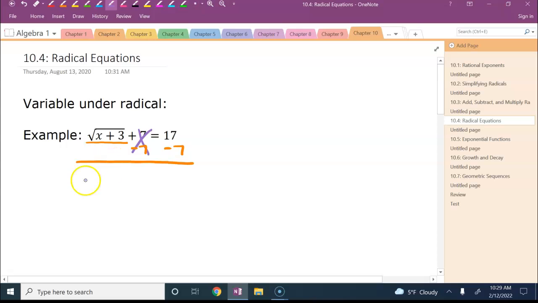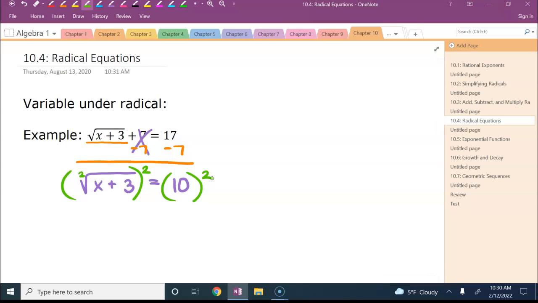So I'm going to bring down my square root of x plus 3, and then 17 minus 7 is going to be a 10. Now that I have my radical on one side of the equation and my number on the other side, I need to get rid of the radical altogether. Because this is just a square root, I'm going to square both sides. Remember, when we've dealt with these radicals, if the power is the same as the index of the radical, they're just going to cancel each other out, which is why I'm squaring both sides here.